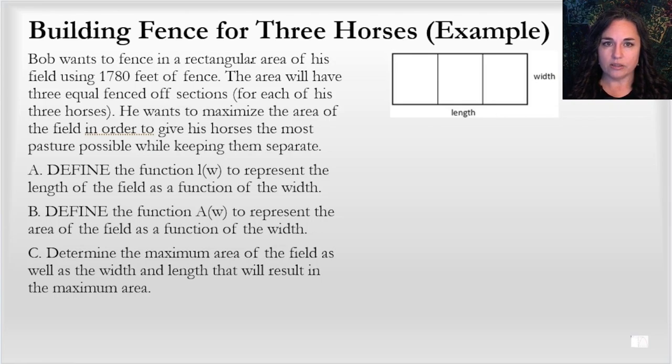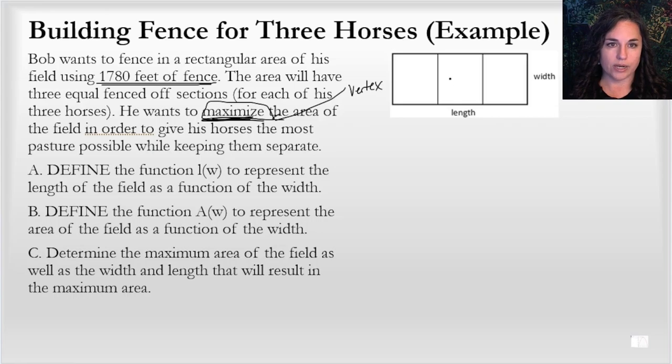fence in a rectangular area of his field using so much fence he has. Apparently he has this much fence. The area will have 3 equal fenced off sections for each of his 3 horses. That's cute. He wants to maximize. Okay, so key term in here, maximize. I'm going to note that right away. When I see maximize in a problem statement, I am going to note that I will have to find the vertex of a parabola. So I need to get a quadratic form that I can easily find the vertex of a parabola from. The area of the field in order to give his horses the most pasture possible while keeping them separate.